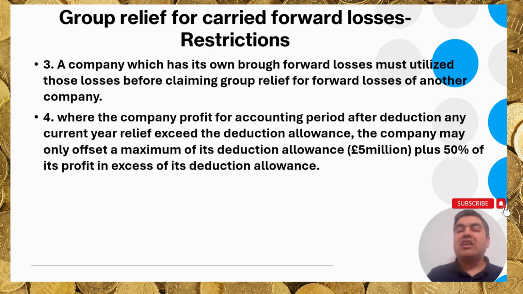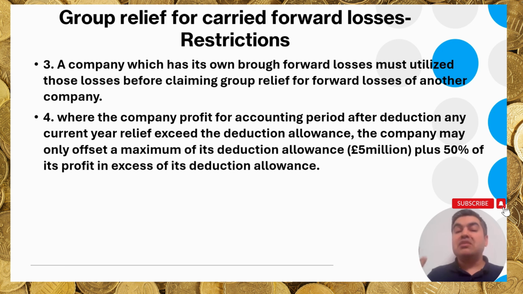Number four, where the company profit for the accounting period after deduction of any current year relief exceeds the deduction allowance. Remember, if you have seen my other video on trading loss, there is a restriction of 5 million. So the deduction allowance is 5 million. The company may only offset a maximum of its deduction allowance, which is 5 million, plus 50% of its profit in excess of the deduction allowance.